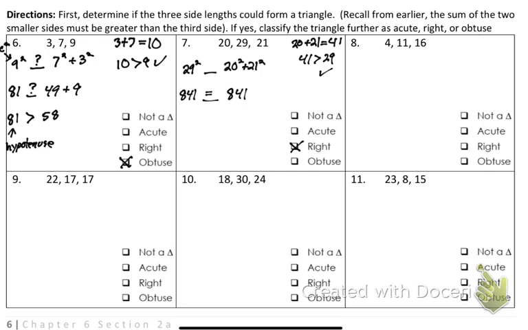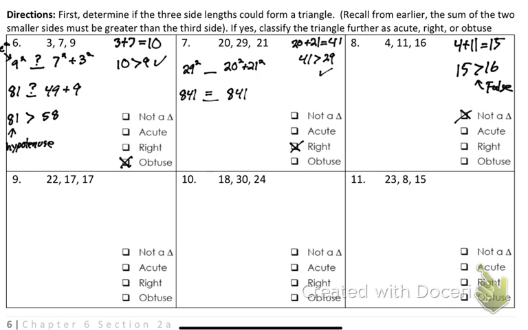All right, now we're at number 8. Before you start number 8, what do we check for first? Check to see if it's a triangle. Do you remember how to check if it's a triangle? We add the small ones, 4 plus 11. So I go 4 plus 11 equals 15. Is 15 bigger than 16? No, that's false. If that's false, I'm done. We just pick not a triangle.